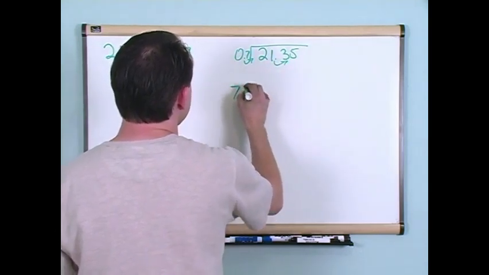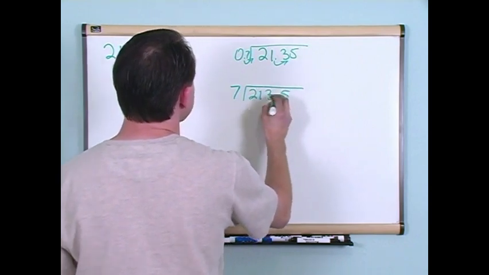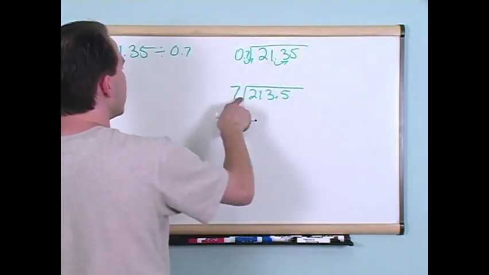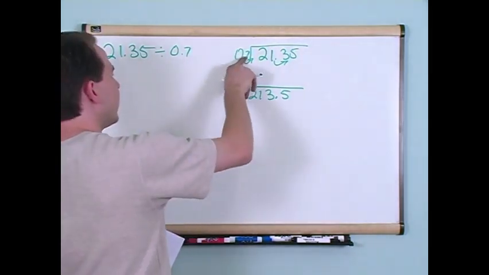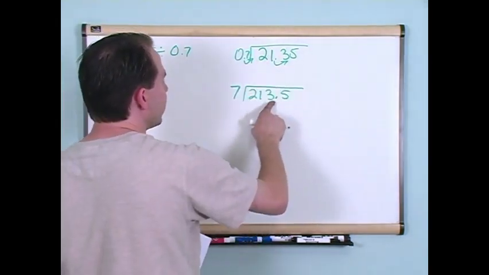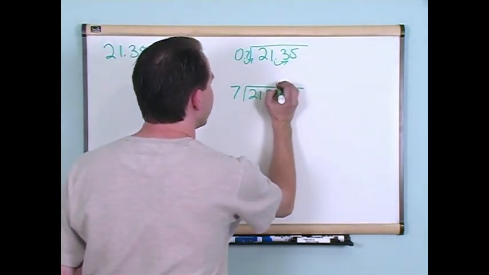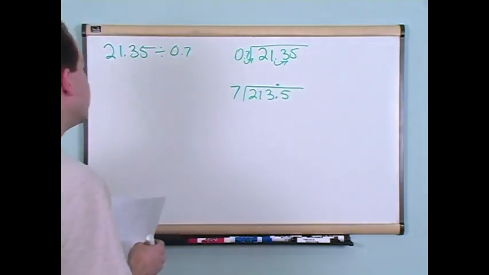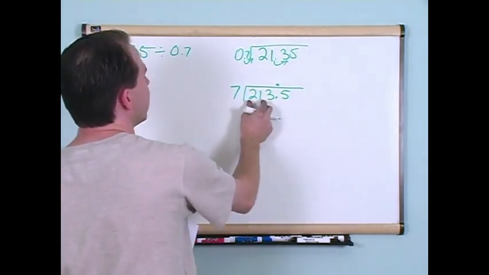So what I'm going to have is 213.5 on the inside, and I move this decimal point over 1, so I've got a decimal point to the right here, and you don't have to write that down because 7.0 is just 7, okay? And then you do the same thing to the inside, 213.5, so you move it over 1. You write your decimal point right above here like this, and then you ask yourself, can 7 go into 2? Well, no, it can't, so let's try both digits.